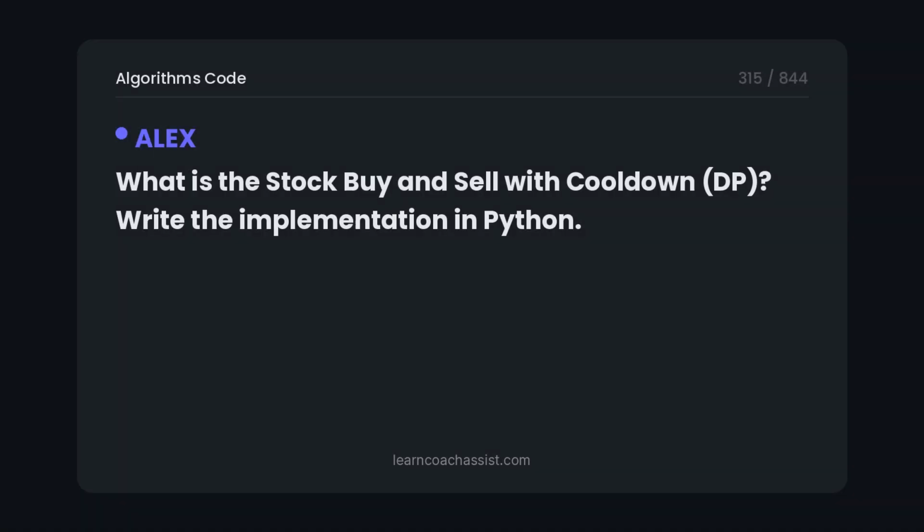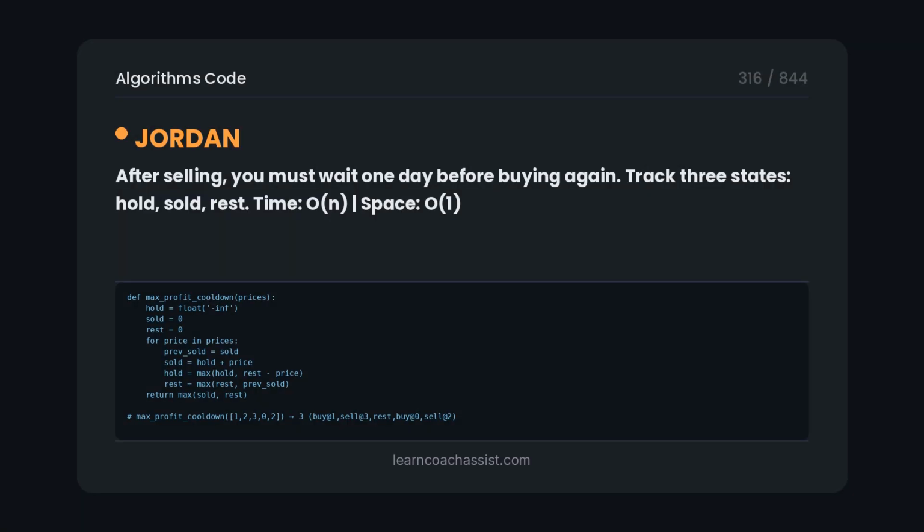What is the stock buy and sell with cooldown, DP? Write the implementation in Python. After selling, you must wait 1 day before buying again. Track 3 states: hold, sold, rest. Time O(n), space O(1).